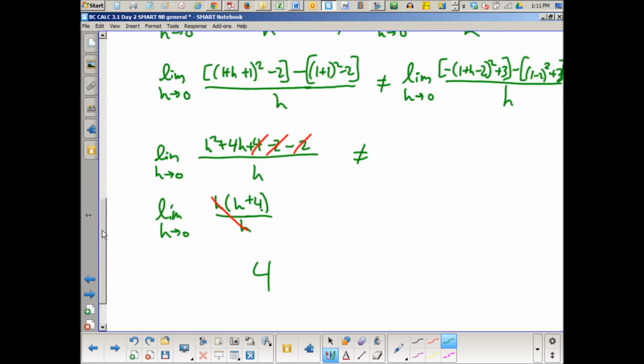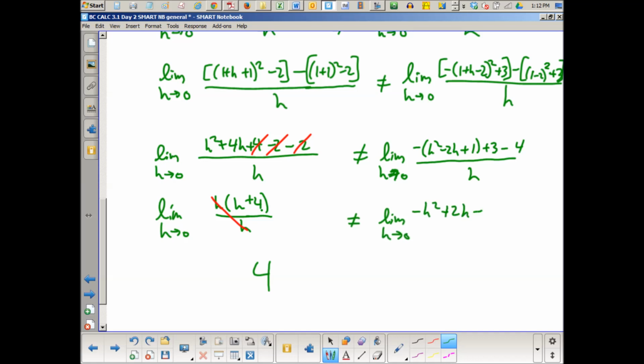Let's look at that other limit. I hate doing these limits, but I have to establish it. Okay, so it looks like that's going to be an h minus 1 and it's squared, so it's basically negative h squared minus 2h plus 1 plus 3 minus 4. And then if you distribute properly, there's a negative to distribute. You have a negative h squared plus 2h minus 1 plus 3 minus 4.